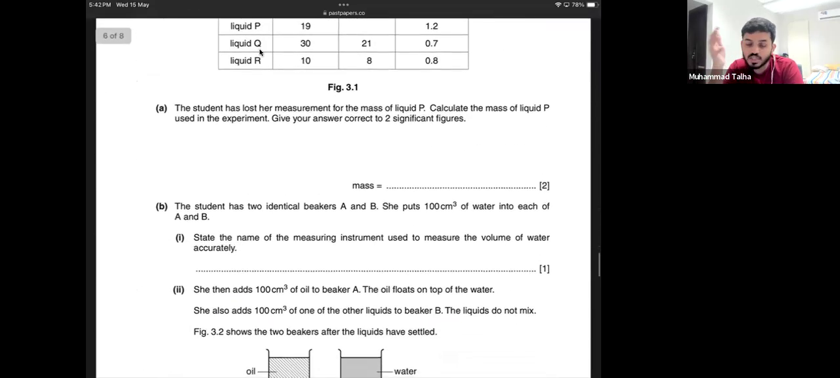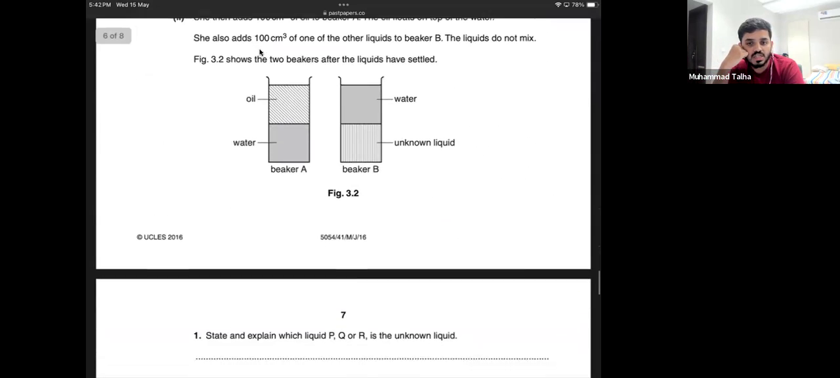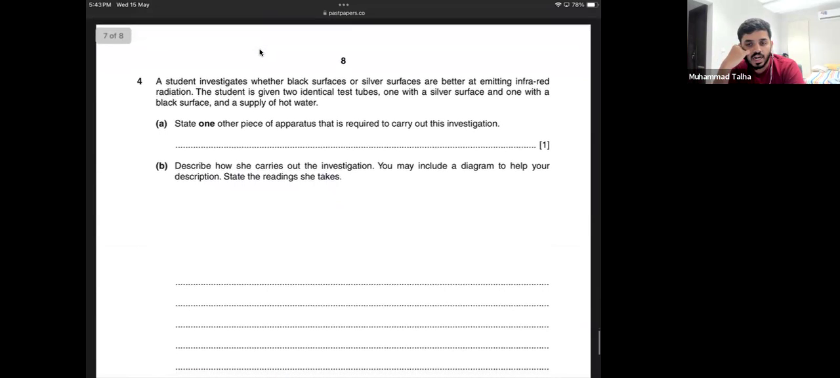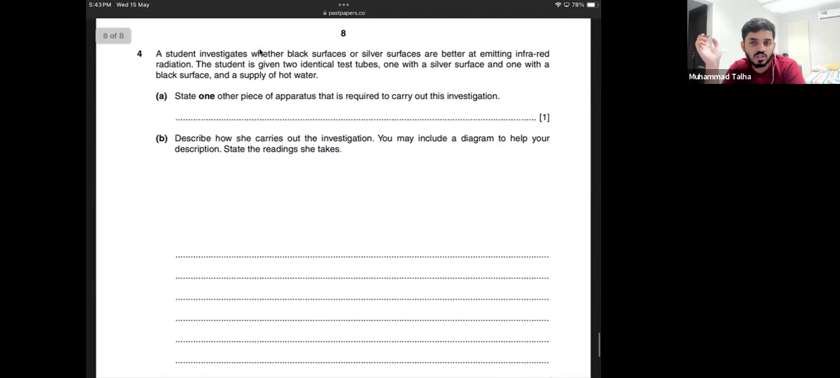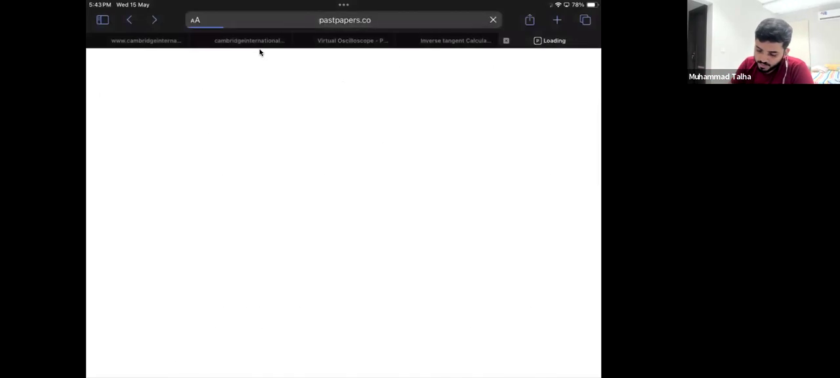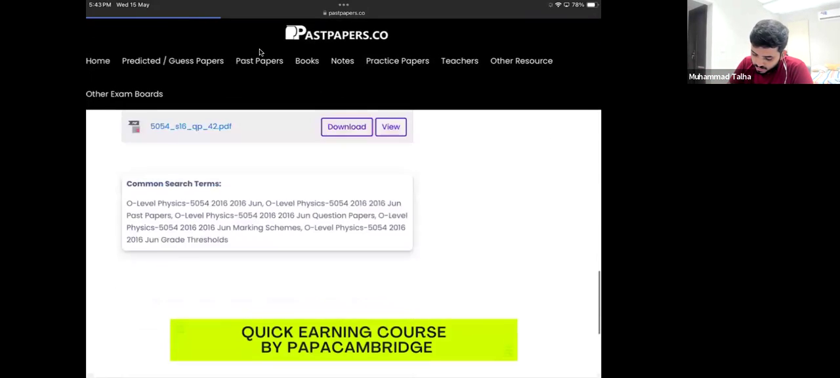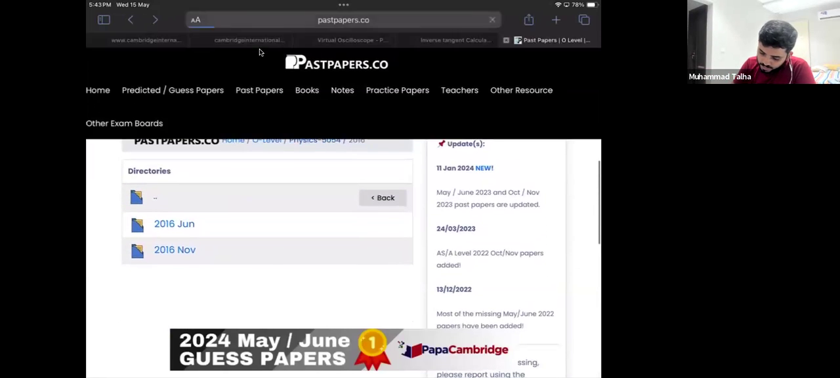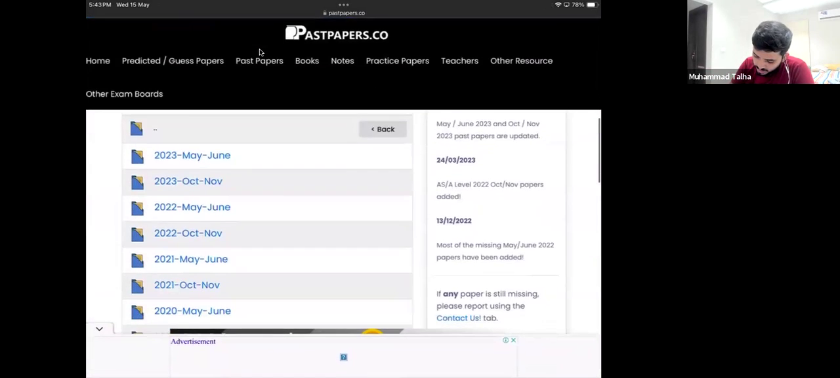Mass, so this is volume and density experiments. And this sort of an experiment, what is better at emitting infrared radiation? So again, this is also an experiment we've done, but it's highly unlikely that you'll get a question like this on your paper. Let's have a look at something else, just because we have the time.